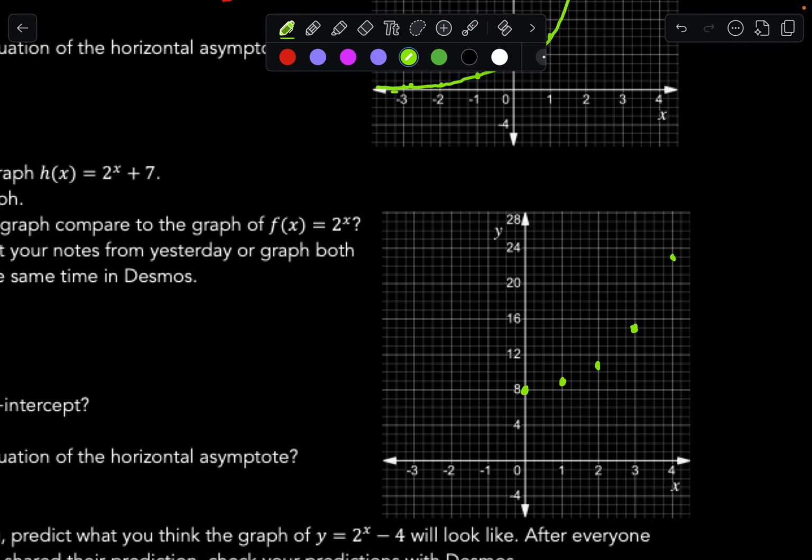And it looks like this graph is going to do this. The y-intercept shifted up 7. There's the horizontal asymptote, which was down here at y equals 0 on the x-axis, got shifted up 7.